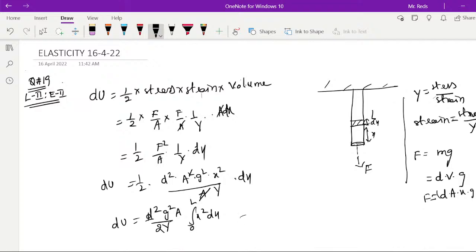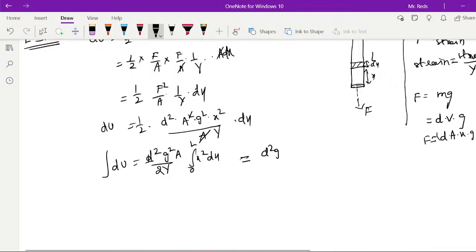So this further you can write as d square. What we are doing is, this is a small amount of energy. If you want the total energy stored, the total work done, you have to integrate this. On integrating, d, A, g, and Y are constants. So by taking them out, d square g square A by 2Y into the integral of x square dx becomes x cube by 3, with limits 0 to L.